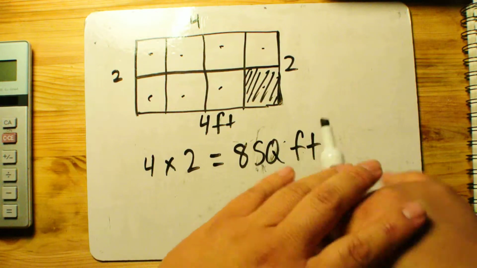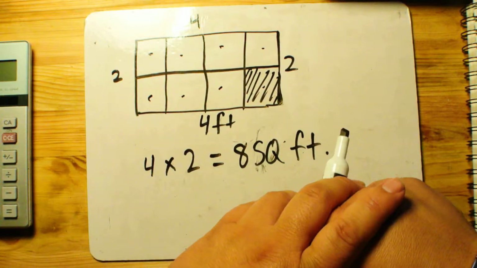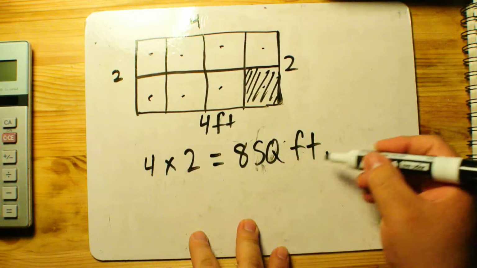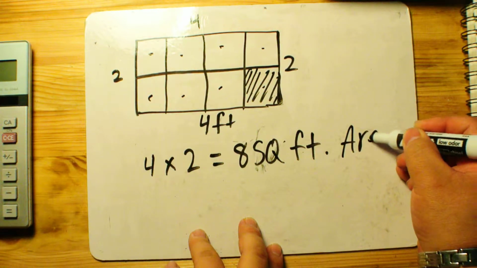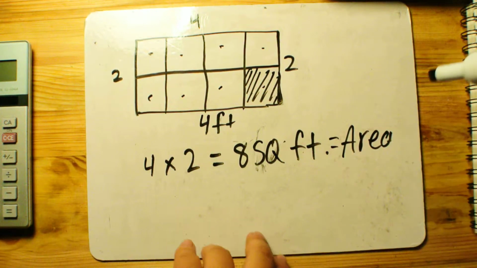Okay, so basically that's pretty much it for perimeter and area. This is how you spell it.